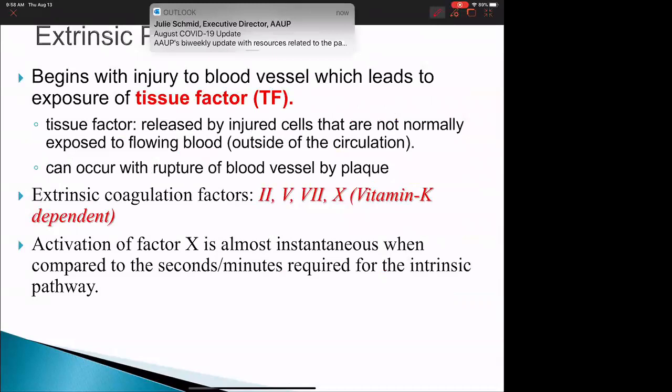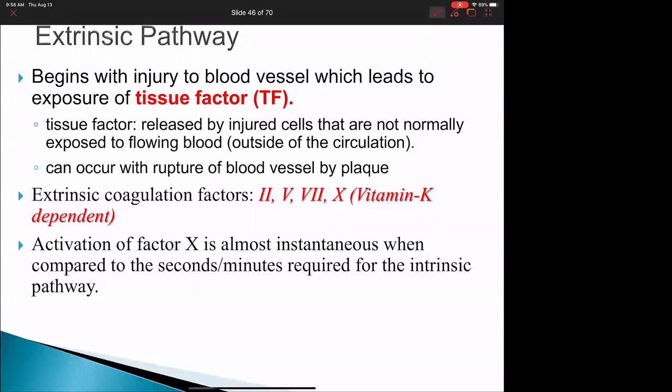Okay, so let's talk about the extrinsic pathway. It begins, as I said to you, with injury to the blood vessel, which leads to the exposure of tissue factor. It'll be exposed in any tissue factor bearing cell. Tissue factor is actually released by injured cells that are not normally exposed to flowing blood, so not normally exposed outside of the circulation. It can occur when there's a rupture in a blood vessel by plaque. Sometimes plaque will do this, okay?